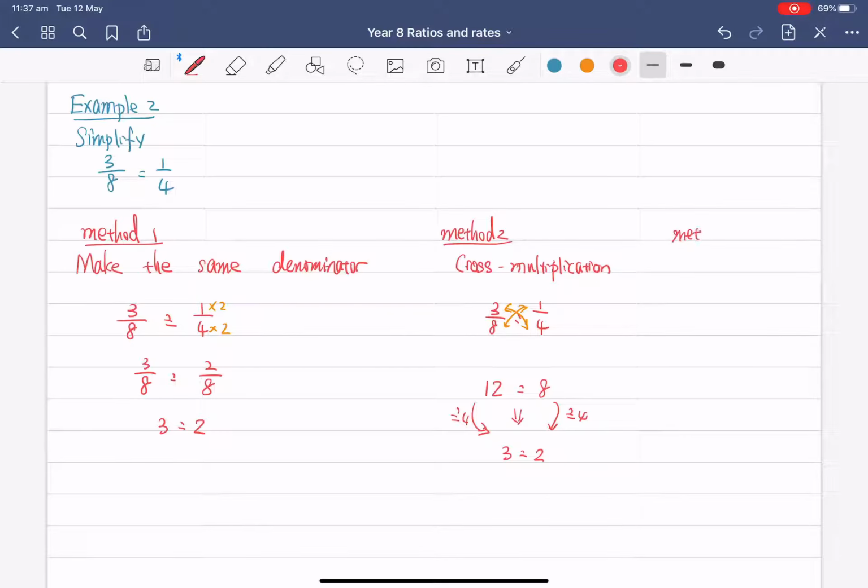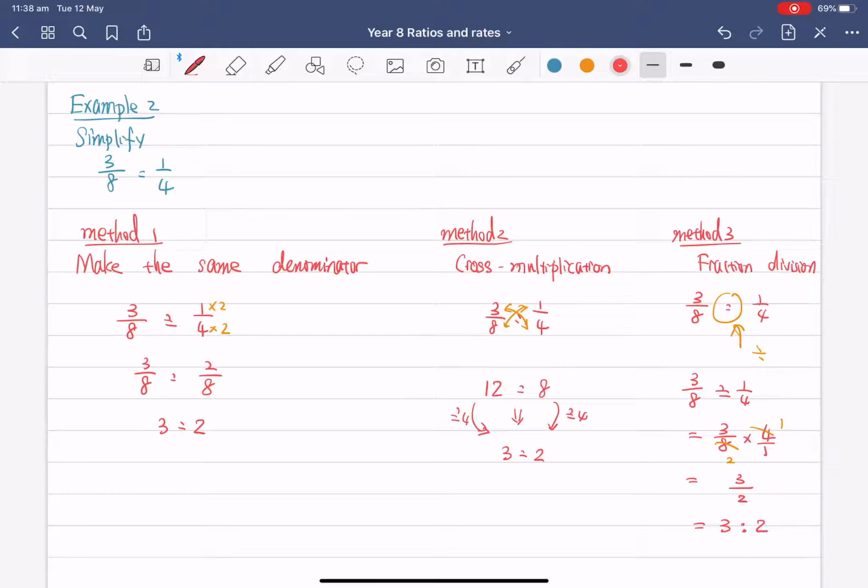I do have another way, the third method, for you to simplify this. It's actually using fraction division. Now, 3 over 8 to 1 over 4. Usually what you can do is turn that colon symbol into division. It's like a fraction. So if you turn that into division, that becomes 3 over 8 divided by 1 over 4, which is equal to 3 over 8 times 4 over 1. And if you simplify this, that becomes 1 and that becomes 2. The answer you get at the end is 3 over 2, which you now just turn back into a ratio, which is 3 to 2.